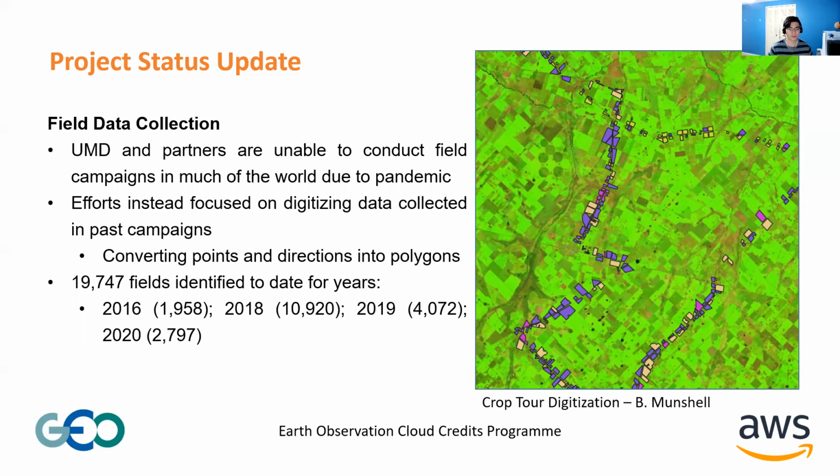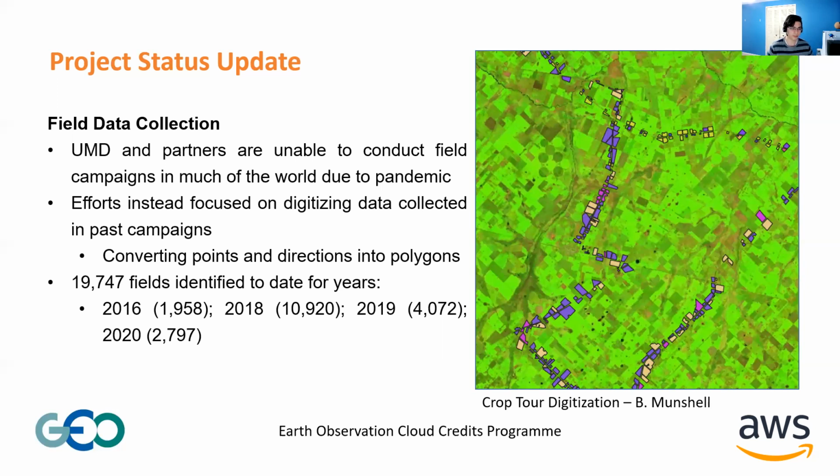So this is a high effort activity that involves digitizing and actually drawing the boundaries of the fields that are on either side of the road when the collector identified the left or the right hand side as being a certain crop. To date, we've actually identified over 19,000 fields. Most of those fields were from 2018, but we do have a pretty well distributed sample between 2016 and 2020 and in several countries around the world.